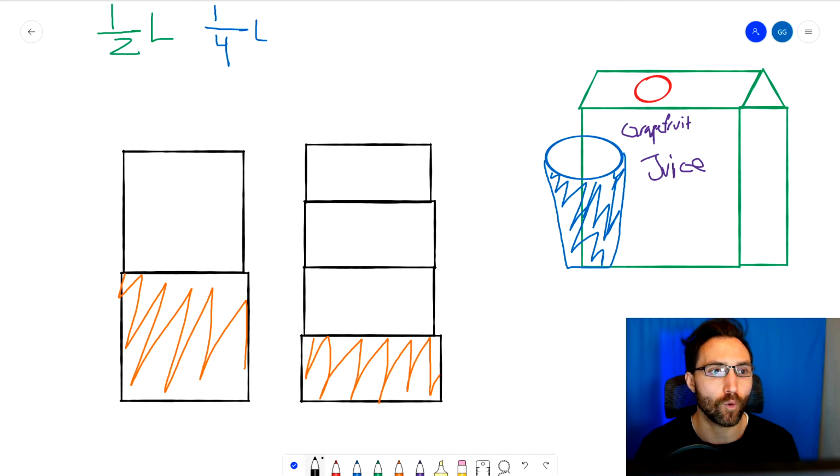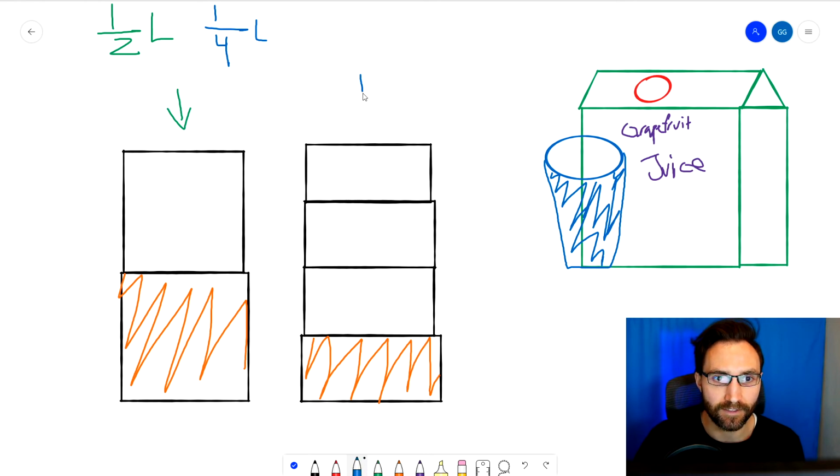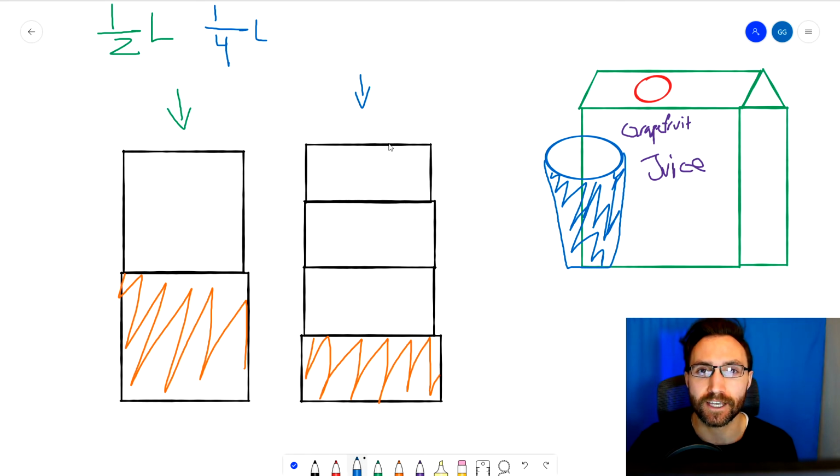We have 1/2 liter that is in the grapefruit juice carton, and I put that as green because the carton is green. And there is 1/4 liter in the cup, which is blue, and the cup is blue. This bar model is representing what is left in the carton, and this bar model is representing how much grapefruit juice is in the cup. So how do we add 1/2 liter to 1/4 liter? We've talked about it.